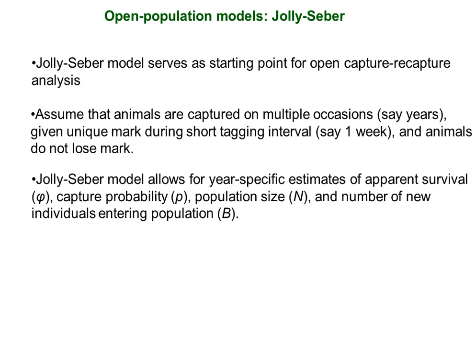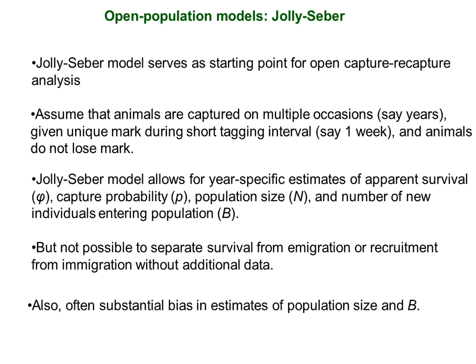Open population models: the Jolly-Sieber serves as a starting point for open capture-recapture analysis. It assumes that animals are captured on multiple occasions over years, given unique marking during short tagging intervals, say a week, and animals do not lose that mark. The Jolly-Sieber model allows for year-specific estimates of apparent survival, capture probability, population size, and number of new individuals entering the population. But it's not possible to separate survival from emigration or recruitment from immigration without additional data. So you don't actually know if individuals are successfully leaving or coming in to replace other animals without collecting additional data. And there's often substantial bias in estimates of population size and B, which is individuals entering the population.